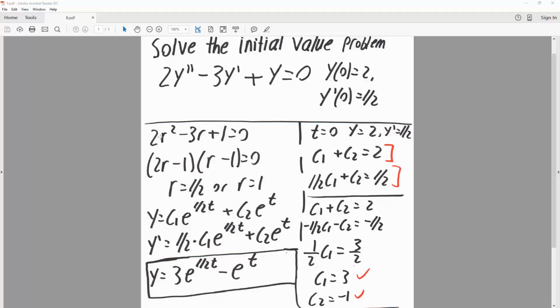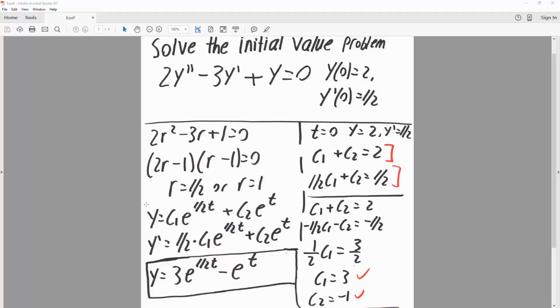2r times r is 2r squared. 2r times negative 1 is minus 2r. r times negative 1 is minus r, so we would get minus 3r. Negative 1 times negative 1 is plus 1. And so our value of r can equal 1/2, or r could equal 1.